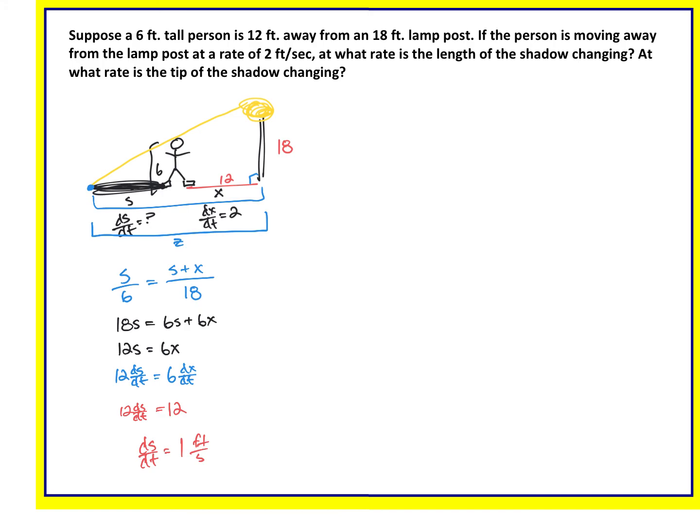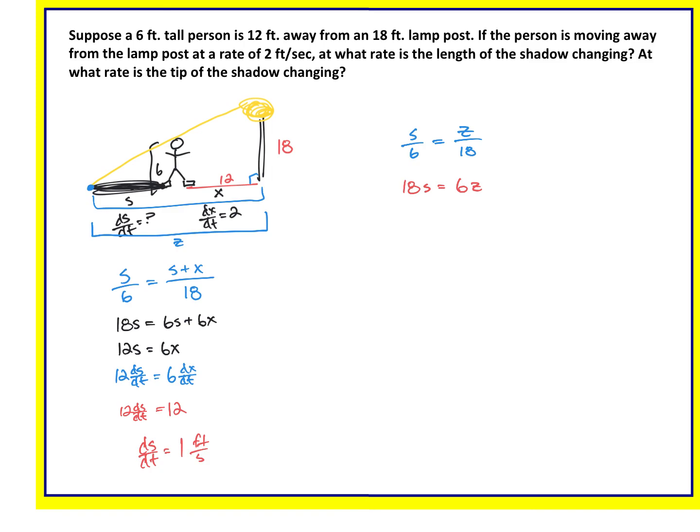You can't solve for the tip until you solve for the shadow changing. So that's why you have to do it second. So it makes another proportion. Now I'd still have S over 6 is equal to Z over 18. So again, how do we solve? Cross multiply. So now I'd have 18S is equal to 6Z.